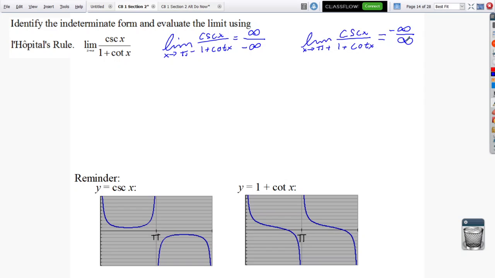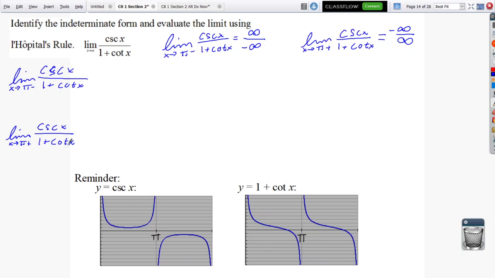So it go up. Now we don't know what happens with infinity, so we can't say that infinity divided by negative infinity is the same thing as negative infinity divided by infinity. So we have to do two different L'Hopital's rules. We have to do one where we talk about the limit as x approaches pi from the left of cosecant x over 1 plus cotangent x, and we have to do the limit as x approaches pi from the right of cosecant x over 1 plus cotangent x.